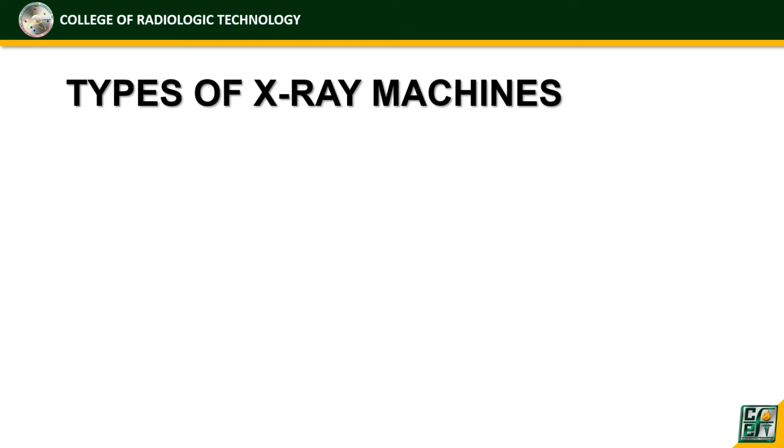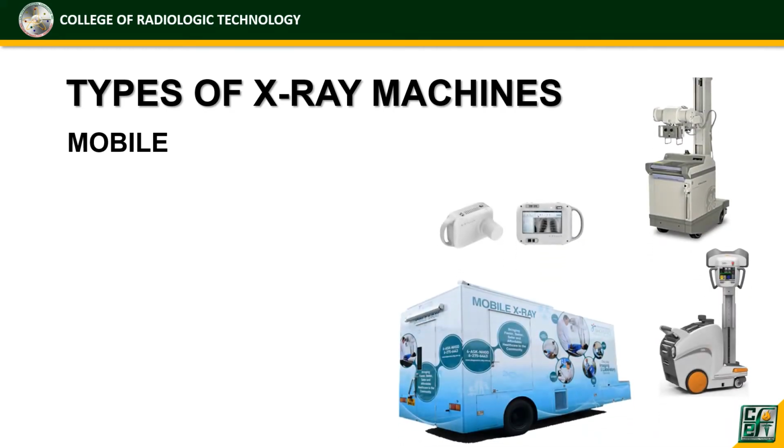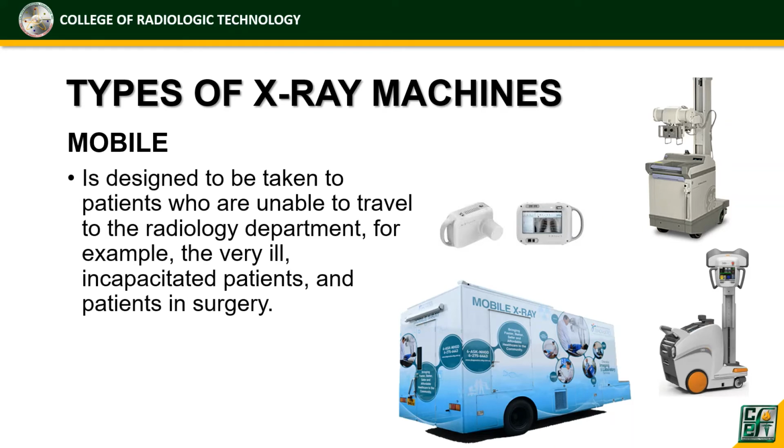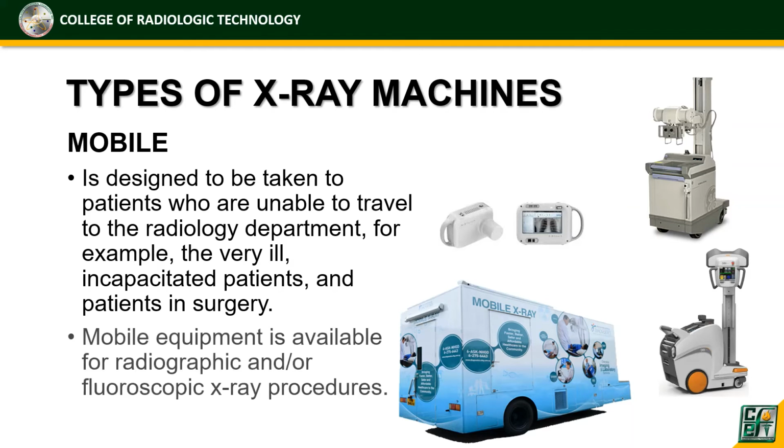The next type of X-ray machines are the mobile X-ray machines. Yes, it includes the portable X-ray machines, the transportable X-ray machines. Basically, they are all the same. They are mobile X-ray machines. So they are designed to be taken near the patient or to the bedside of the patient, for patients who are unable to travel to the radiology department.